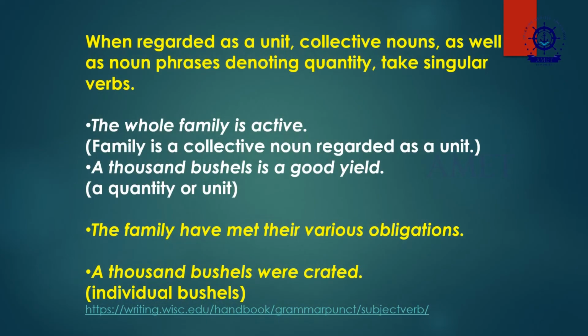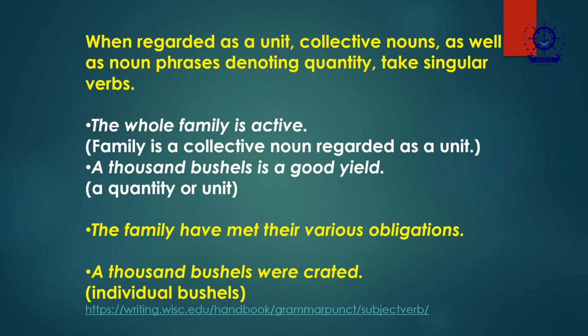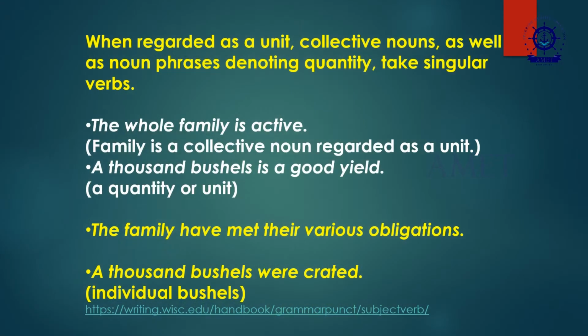The next rule in terms of subject verb agreement to be followed when you write sentences is, when regarded as a unit, collective nouns as well as noun phrases denoting quantity take singular verbs, mentioning the quantity, 55 in numbers, 76 in numbers. For example, the whole family is active, which means the whole lot of family is a collective noun. Family is a collective noun, and when it is used in that sense, not mentioning each and every individual of the family, it takes a singular verb. For example, the whole family is active.